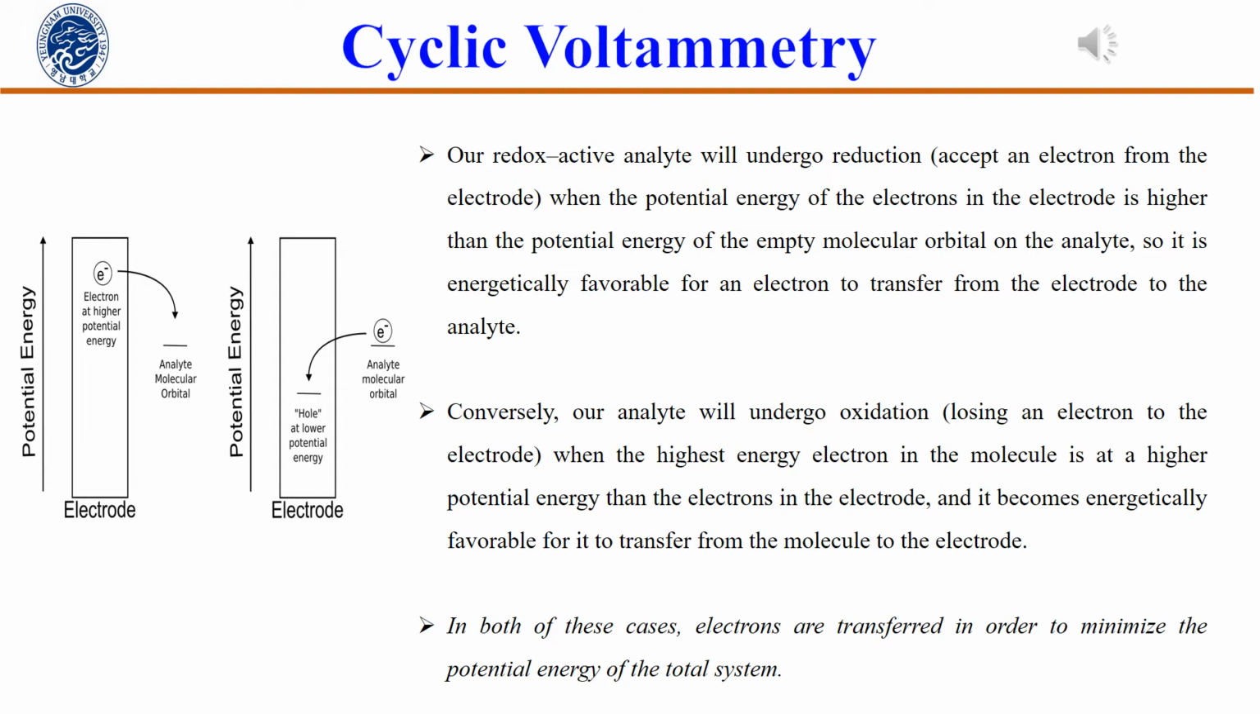The only reason electrons transfer from electrode to analyte or analyte to electrode is to maintain the minimum potential energy, to minimize the potential energy of the total system. We can use the potentiostat to change the electrode potential and observe where we see current flowing in order to learn about the electron transfer energetics of our analyte.